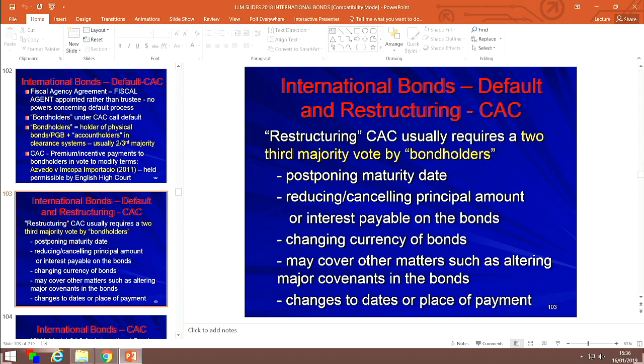changing of the currency of the bond, and sometimes it also covers changing the major covenants in the bond instrument or the place of payment of the bond. That will require a 2/3 majority of bond investors, I should say bondholders, to vote to change and amend the bond instrument in relation to any of these things.